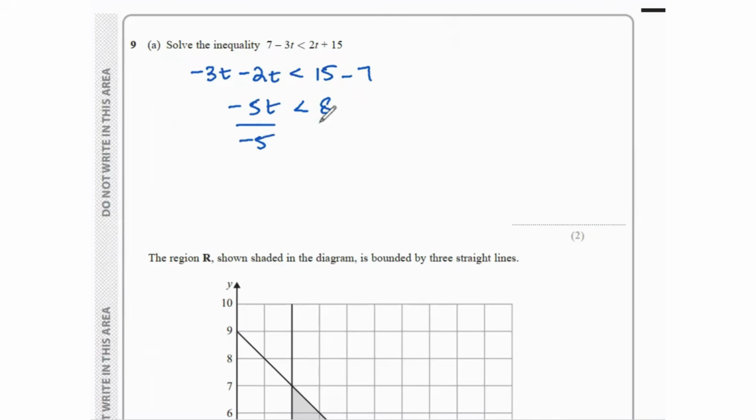Now we will divide both sides by negative 5 to isolate t over here. So when we divide both sides by a negative number, the inequality flips, so it becomes greater than in this case, and 8 over negative 5 is negative 1.6. So your answer is t is greater than negative 1.6. Always remember this, that when you're dividing both sides of an inequality by a negative number, you will change your inequality sign. If it's less than, it becomes greater than. If it's greater than, it will become less than.